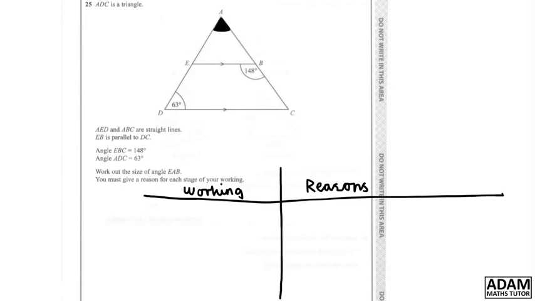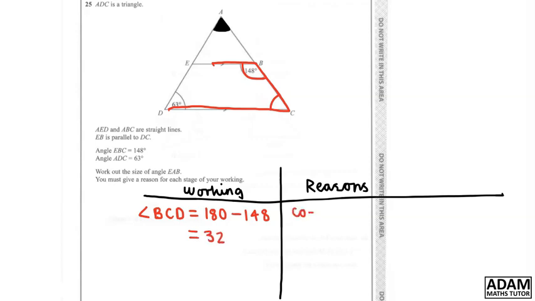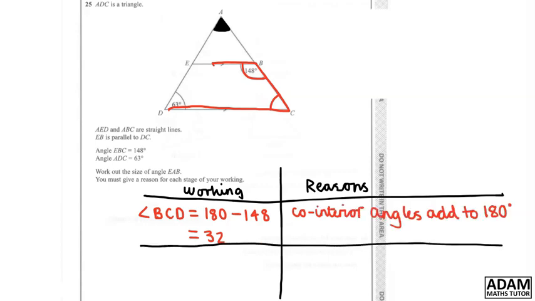There's lots of different ways of doing this, and all of them would be correct if you've stuck to the right method with the right reason. But by far the quickest way is to work out what angle BCD is, and we can do that by using the relationship between these 2 angles here, which are co-interior. So angle BCD is equal to 180 take away 148, which would be 32. And the reason is co-interior angles add up to 180. Put a line underneath and move on to the next stage.